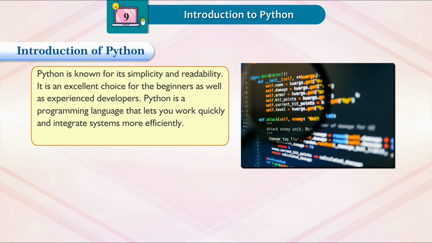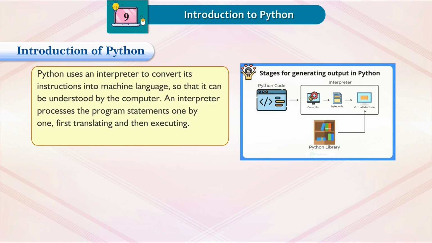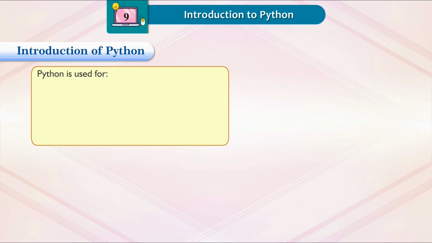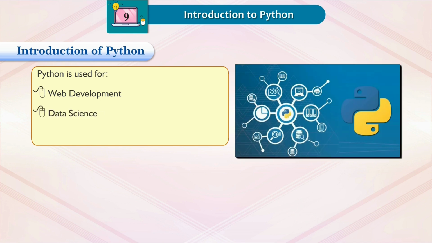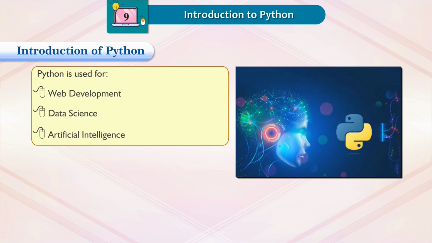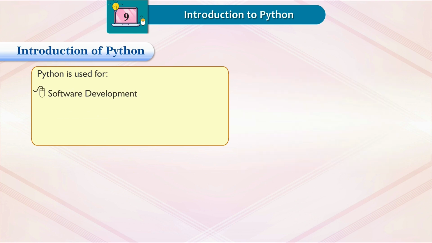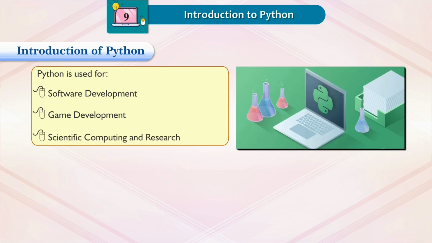Python is a programming language that lets you work quickly and integrate systems more efficiently. Python uses an interpreter to convert its instructions into machine language so that it can be understood by the computer. An interpreter processes the program statements one by one, first translating and then executing. Python is used for web development, data science, artificial intelligence, software development, game development, scientific computing, and research.